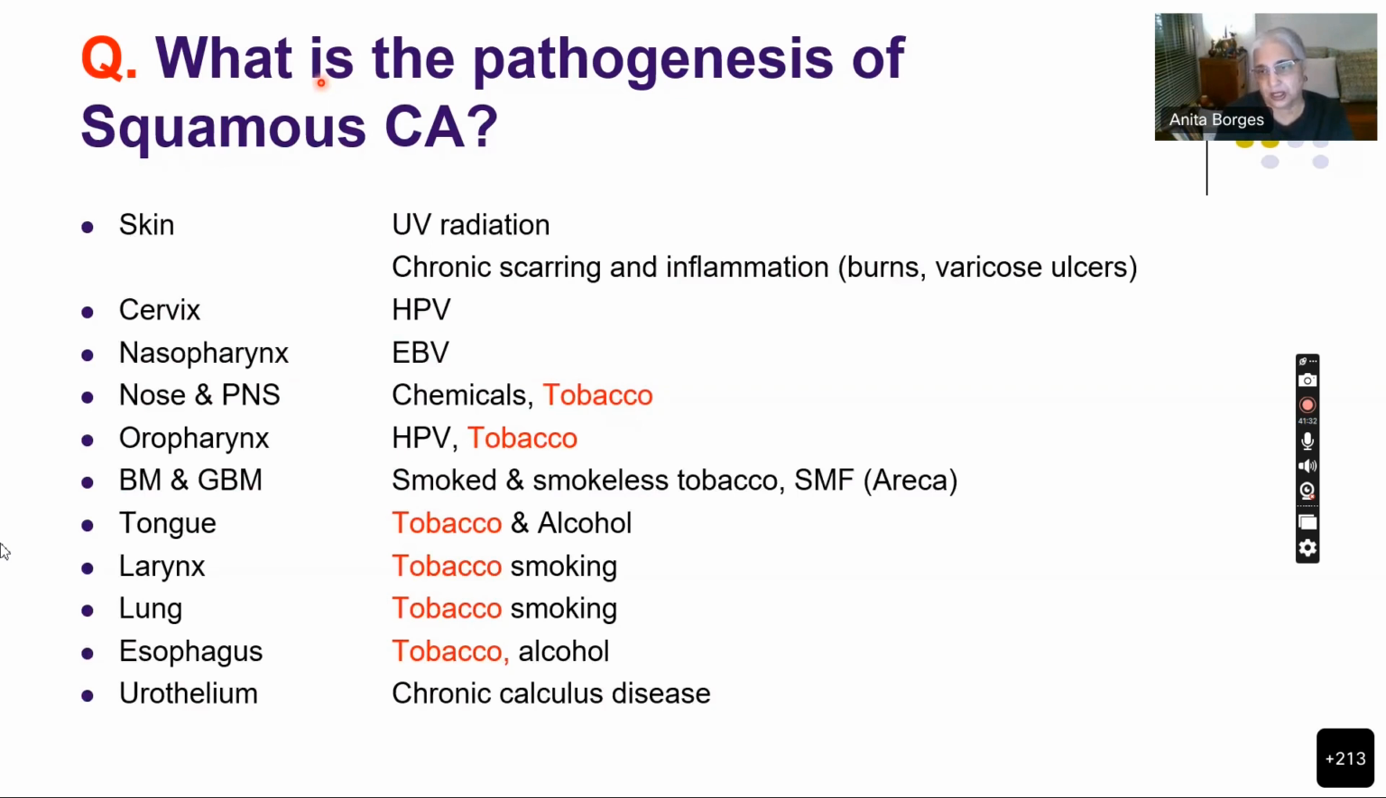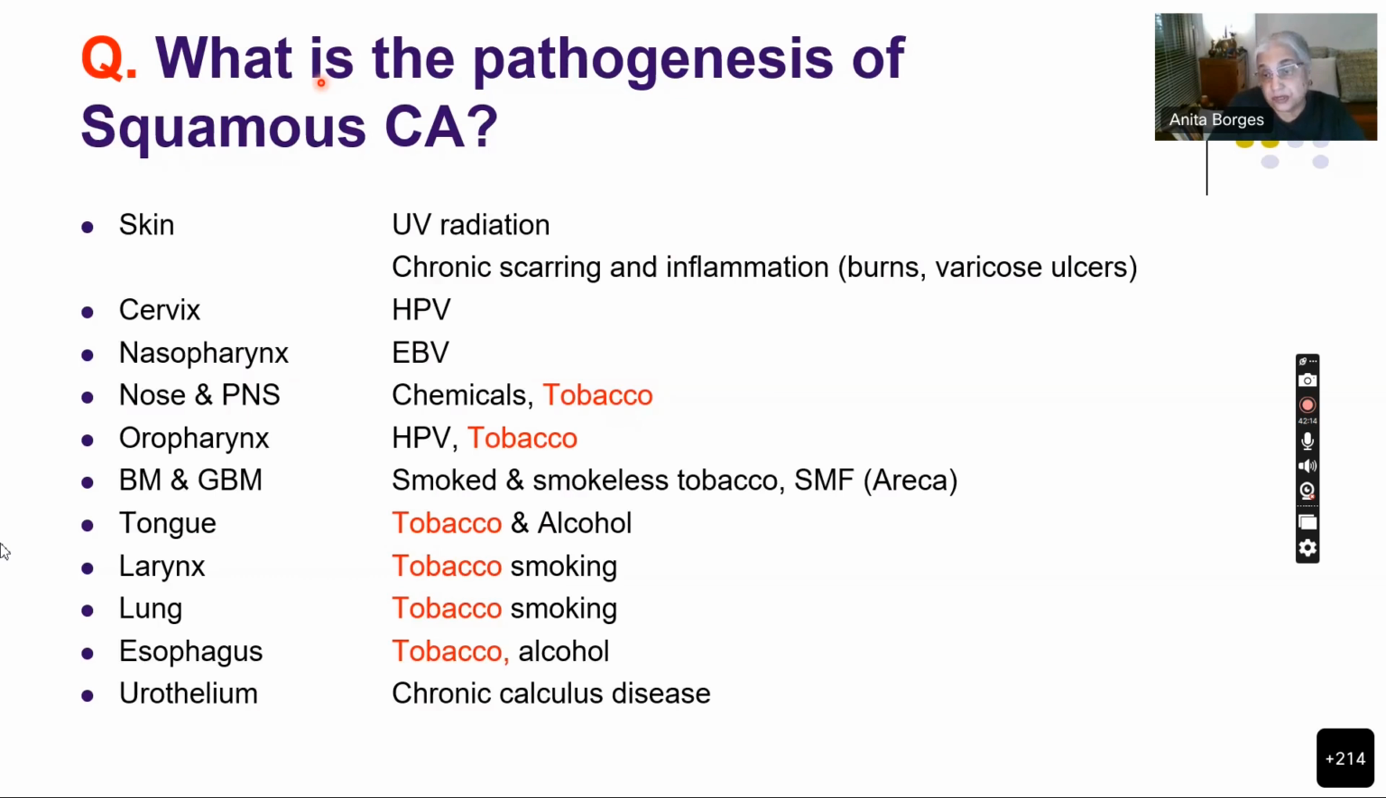Skin is UV radiation, and you just had Ajit talk about DNA adducts occurring as a result of UV effects on DNA. You talked about chronic scarring and inflammation, whether it's burns, varicose ulcers, etc. So constant breakdown and repair is also producing a squamous carcinoma over there, and we'll see what is actually going on when you have chronic scarring and repair.